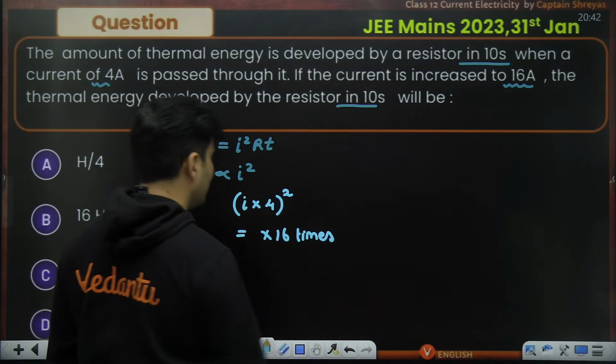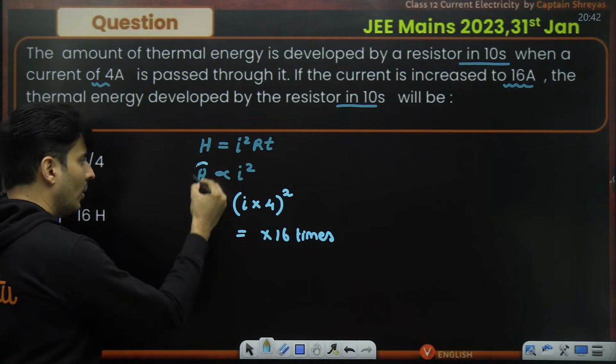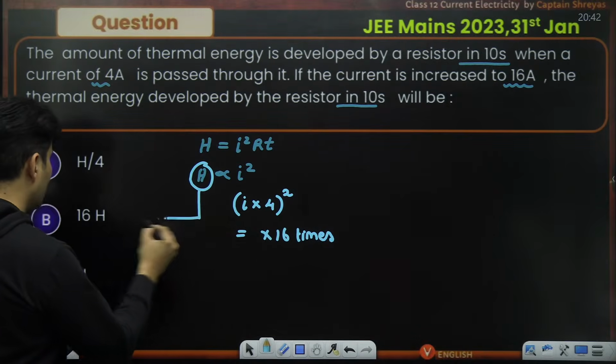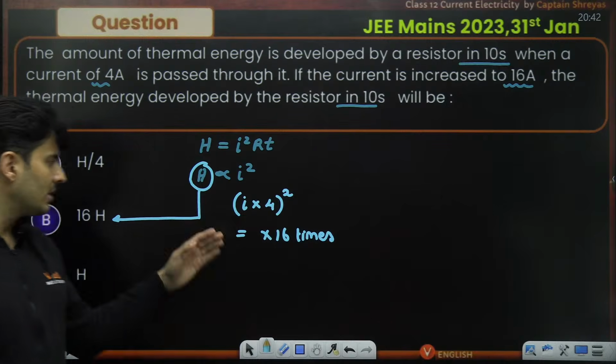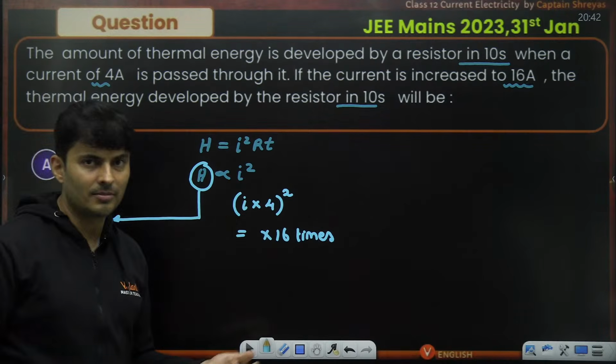So the RHS will change 16 times. It is obvious that the heat will also become 16 times then. Okay, RHS changes 16 times. Obviously, LHS should change 16 times.